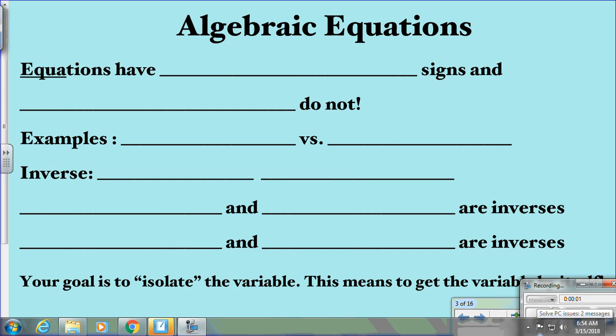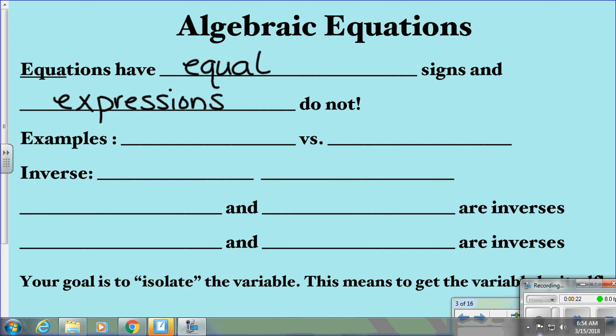Today we're going to learn how to evaluate algebraic equations that are one step. Equations have equal signs. And remember, expressions do not. For an example, an equation 7 plus 8 equals 10 versus what an expression would look like, x plus 4.